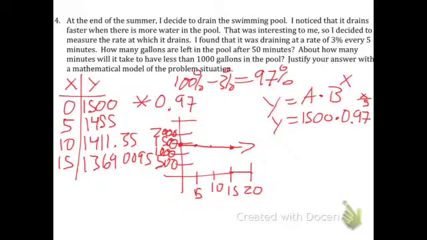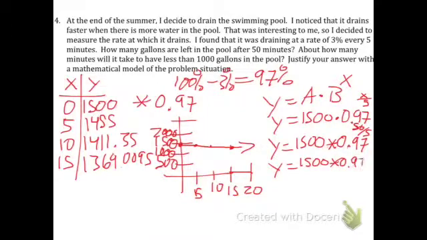Okay, so when I'm trying to figure out how many gallons are left in the pool after 50 minutes, I have to plug in 50 for x, and then take that, divide by 5, which gives me 10. So I'm going to do 1,500 times 0.97 to the 10th power, which, if I calculate, is going to give me, one second, times by 1,500. Remember, do exponential part first. That's going to give me 1,106.0136 gallons.